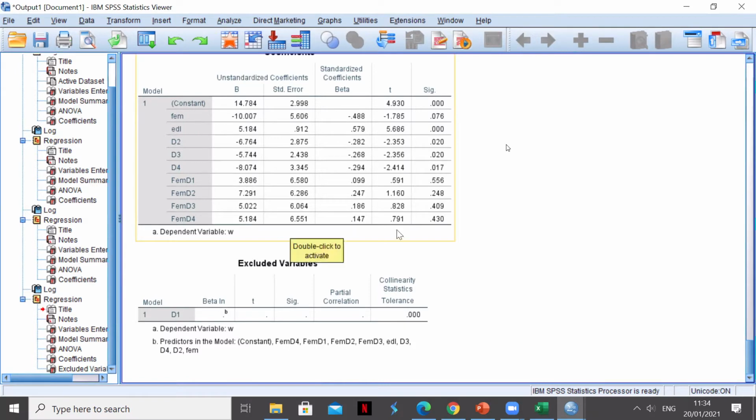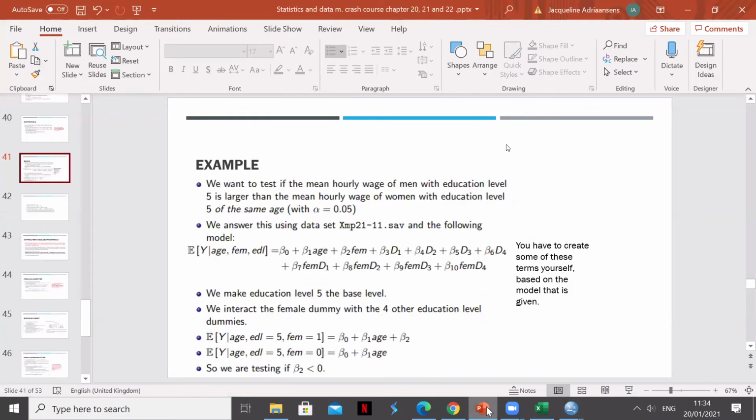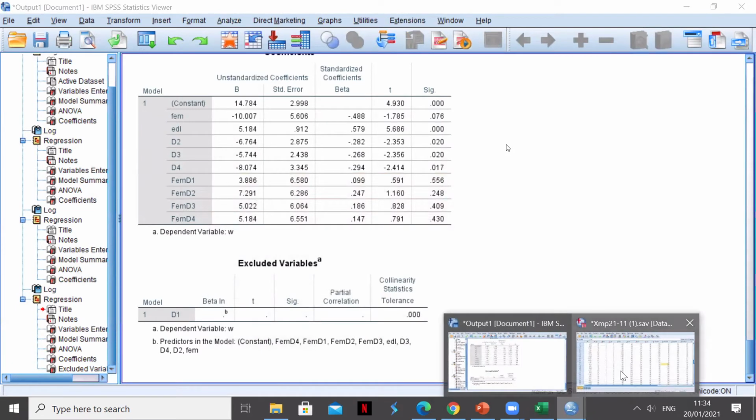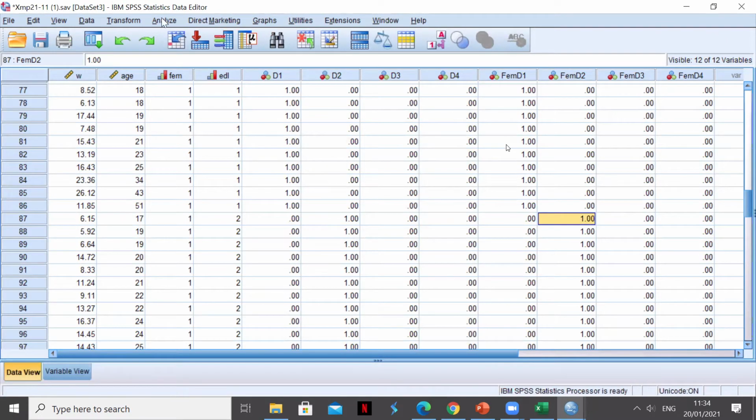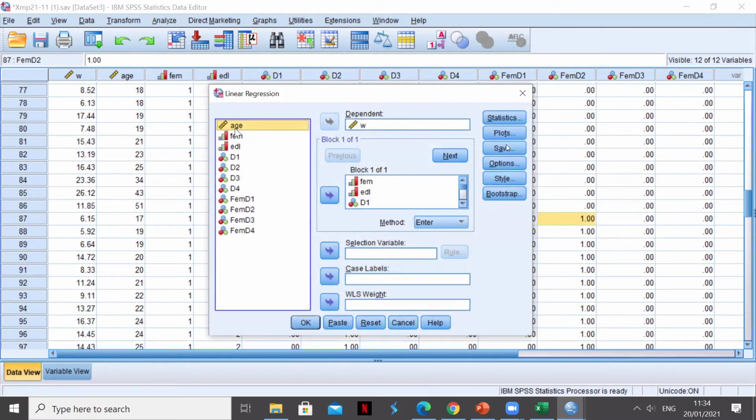I think I forgot age, right? Is age even in this output? Yeah, it is. Sorry, I forgot age. We have to do it again. Regression, Linear, and you're going to put in age as well. You still had everything from the previous. Only now notice that my age is going to be at the bottom. I might be able to move it. No, I'm not. Maybe.